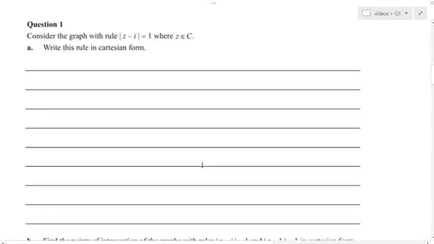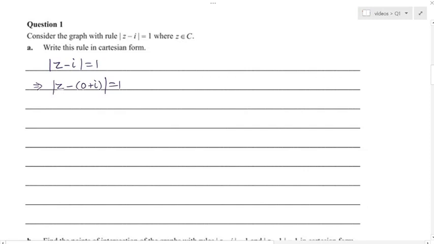We start with 1a. So this rule, I can write in a little bit different form. I have mod z minus iota is equal to 1, and I can write that as mod z minus (0 plus iota) is equal to 1. Now if I do that, I can interpret this geometrically. In fact, this question could be done geometrically as well as algebraically. We'll be doing this question geometrically. So this expression tells us that the length of the vector from 0 plus iota to z is always equal to 1.